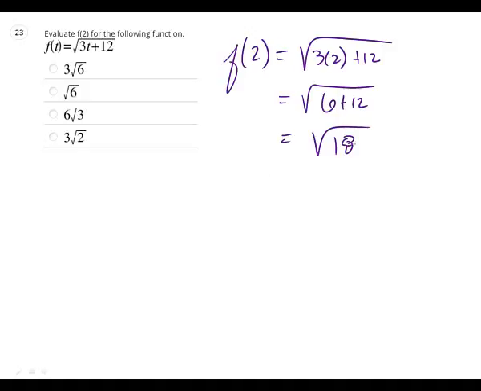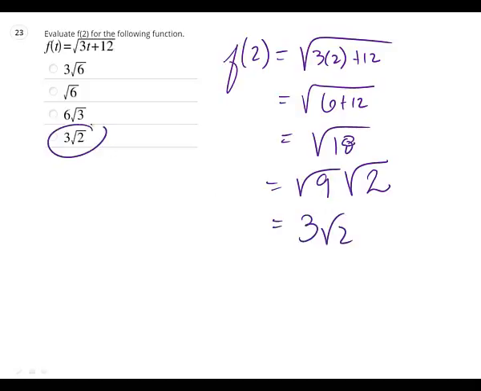Okay, so looking at my answers, I have to figure out a can and a can't do box. Biggest square number that goes into 18 is what? 9. How many times? Twice. What's the square root of 9? 3. So 3 square root of 2. So it's got to be this last one.